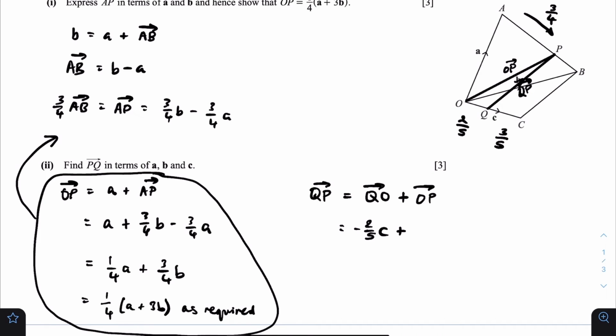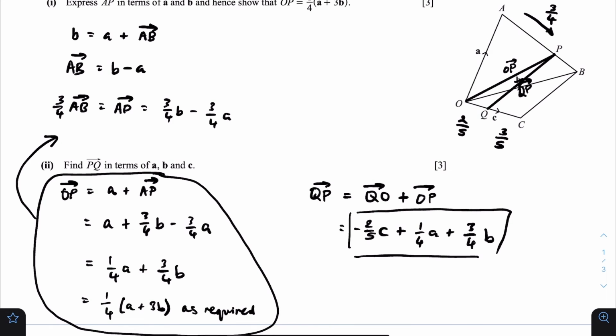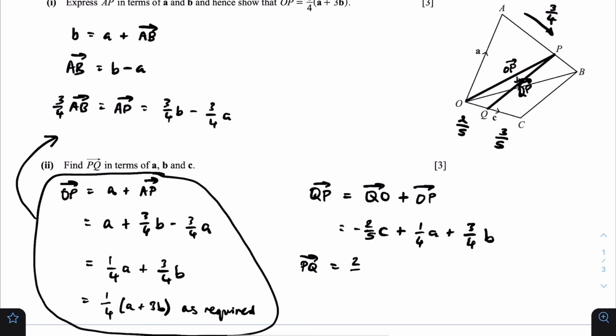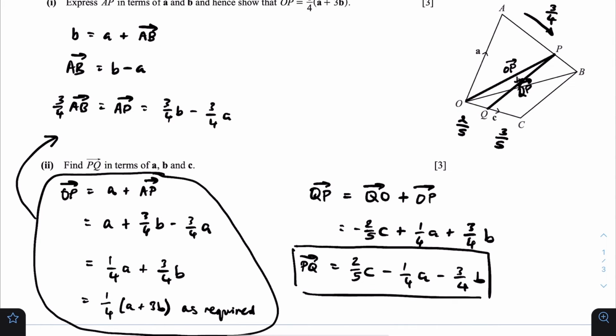Oh, sorry, it's not B. OP is 1/4 A plus 3B. So it's plus 1/4 A plus 3/4 B. So that's what QP is. However, it's also worth acknowledging that we're looking at PQ. So that's equal to 2/5 C minus 1/4 A minus 3/4 B. Let me box that. Sorry, I forgot to box the right answer.